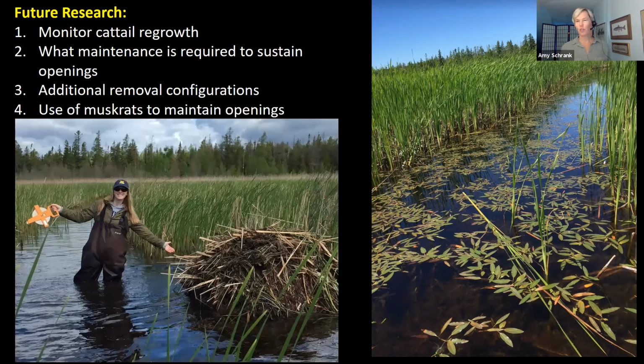And there's a really interesting question about muskrats. We've noticed in the Great Lakes region that every time we open up cattail, all of a sudden these muskrats come in. They like cattail. They use it for all the things they use any other plant species for. So they often maintain some of these openings. So I think that would be a really interesting line of inquiry, to look at how muskrats affect hybrid cattail as well.